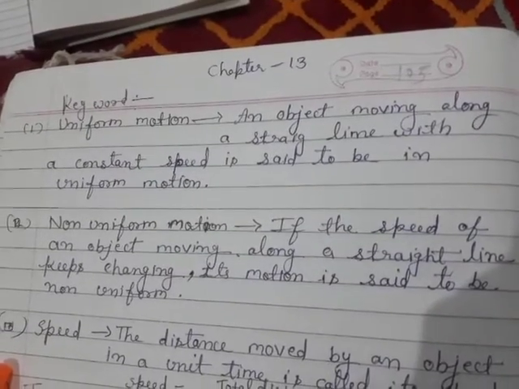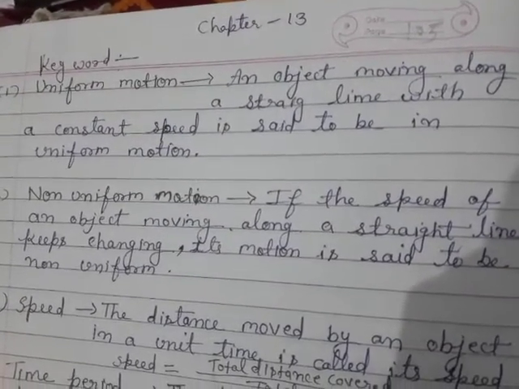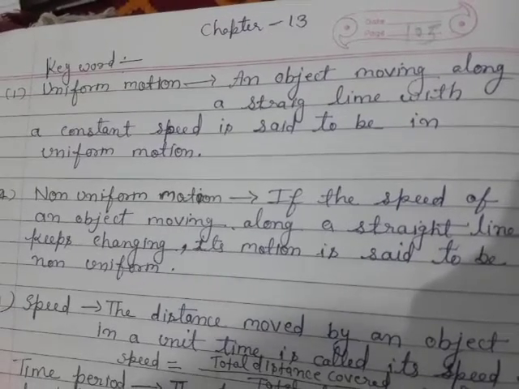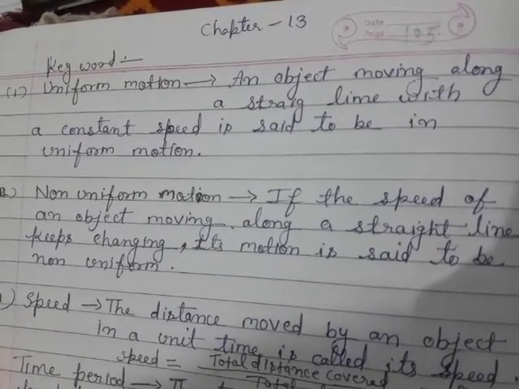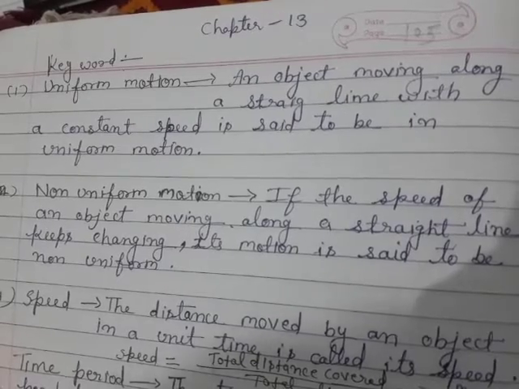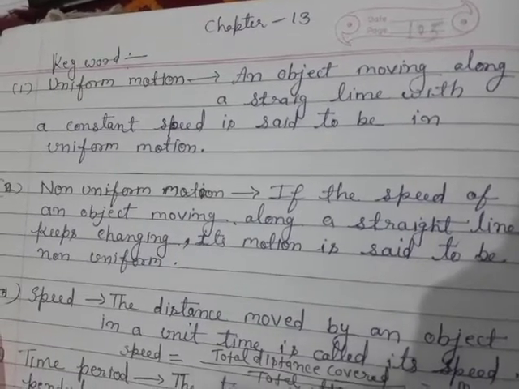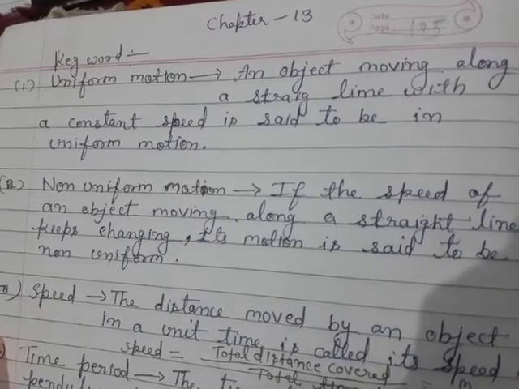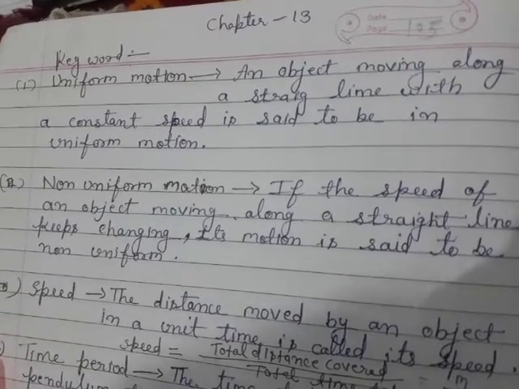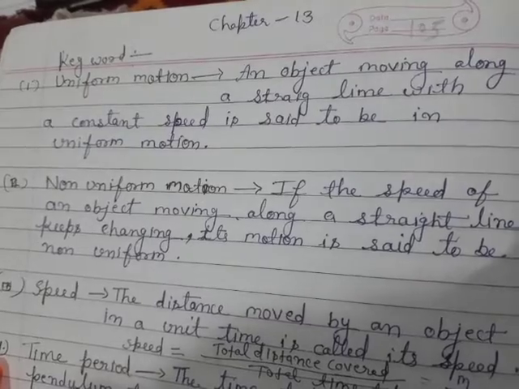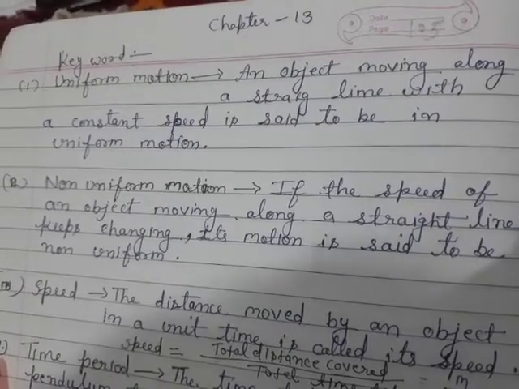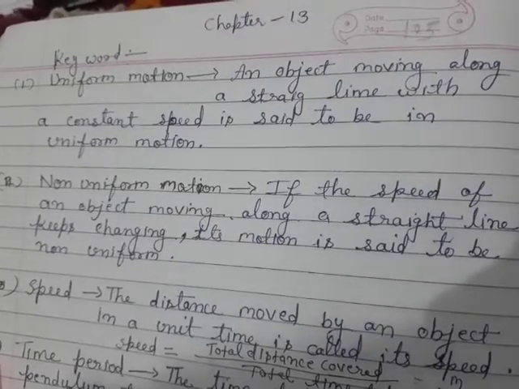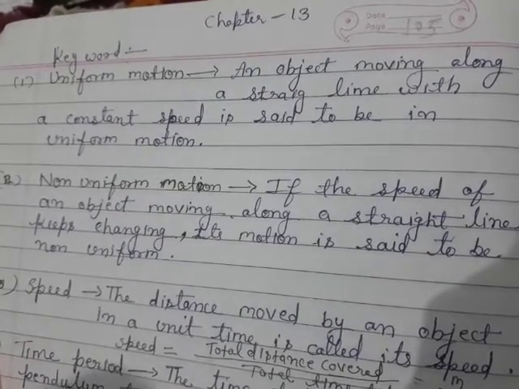The motion is of two types: uniform motion and non-uniform motion. What is a uniform motion? An object moving along a straight line with a constant speed is said to be in uniform motion. And non-uniform motion: if the speed of an object moving along a straight line keeps changing, its motion is said to be non-uniform.